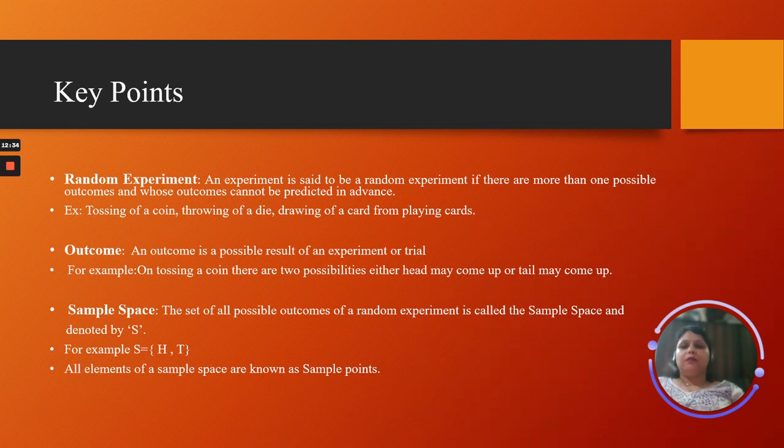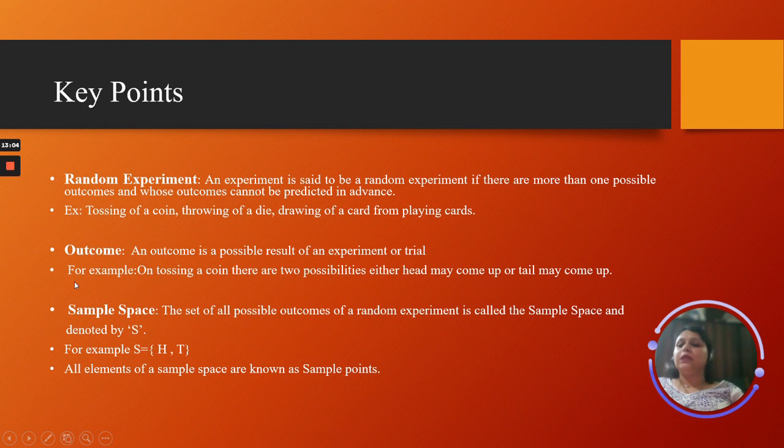First of all, we are not sure about the result of that experiment. We are not sure about the outcome. We cannot predict the outcome in advance. Second thing, we can have more than one possible outcome out of that experiment. For example, you toss a coin, so you're not sure whether you're going to get head or you're going to get tail. So that is an example of a random experiment.